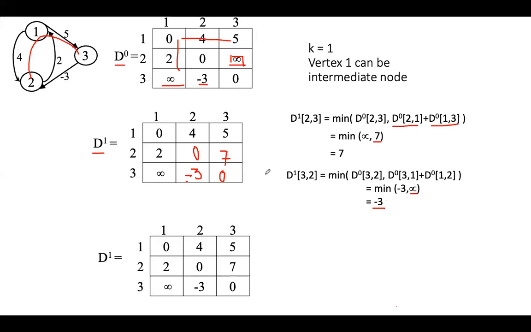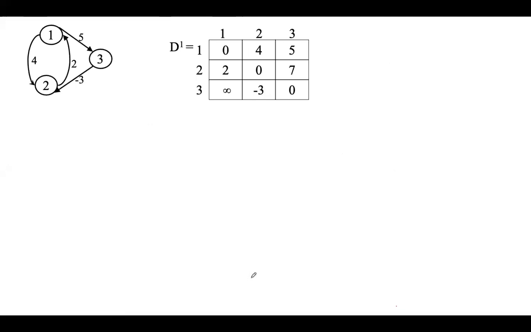So we got one output. When we kept k equal to 1 as the intermediate node, this is the output matrix we'll get. Next, we shall consider 2 as the intermediate vertex. For that, D1 is the input. So this is the matrix which we will provide as input.